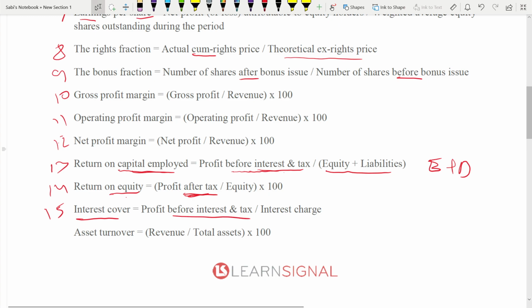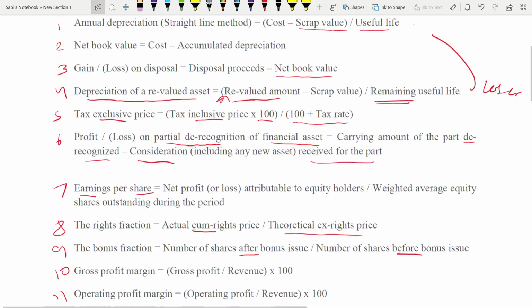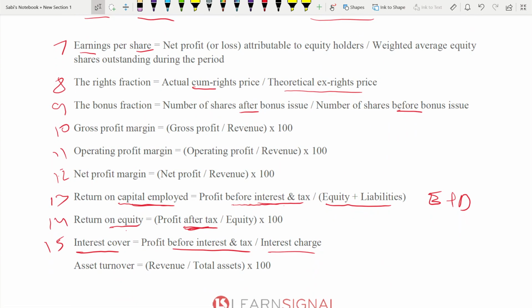You remember this thing, you will remember all the formulas relating to this nature, where you are taking the profit, whether before or after. So profit before interest and tax divided by interest charge. That means how much of your profit before you pay the interest and tax you are able to cover, how much of interest you have to pay from that profit. Higher the interest cover, better it is. In fact, for all these ratios, the higher it is, the better it is. I'm talking about the ratios. The first few formulas are not ratios, okay? But the ratios, higher it is, better it is for all.